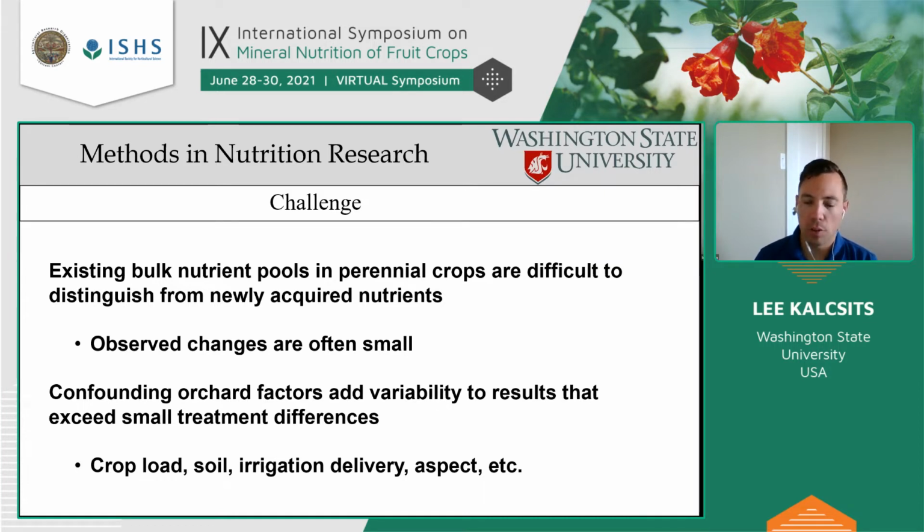Factors like crop load or soil variability within an experiment, variability in irrigation delivery, topography. So there's a whole lot of variability that is added to these experiments that very often will lead to noise exceeding the changes that we see, which makes it difficult to run experiments that give meaningful results.